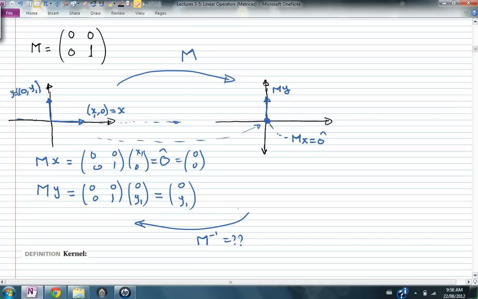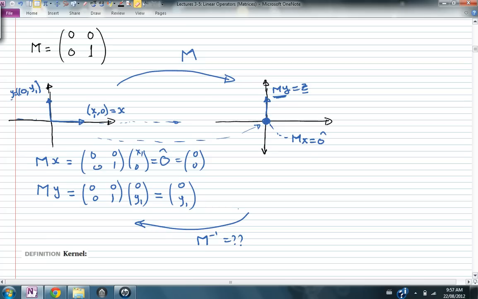Now, if I call this z, I can say y was the original, or the pre-image of z. But let's try to look at 0. What is the pre-image of 0?